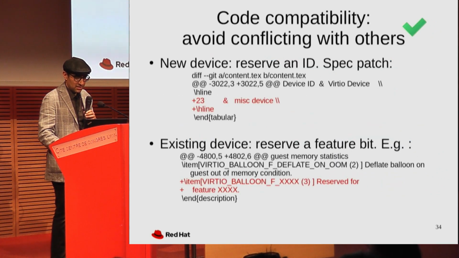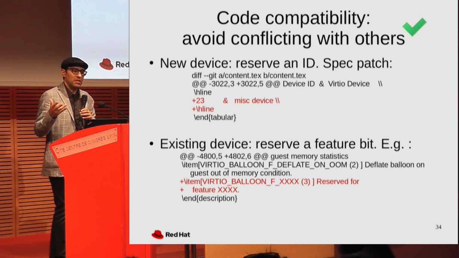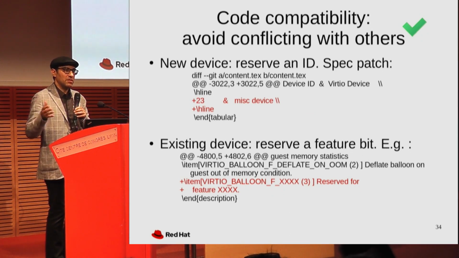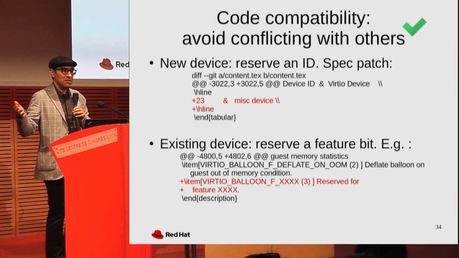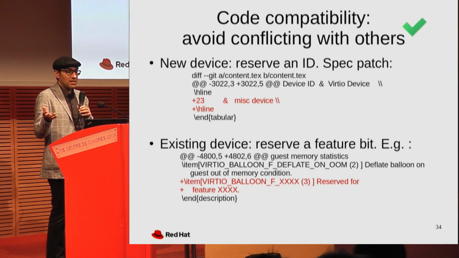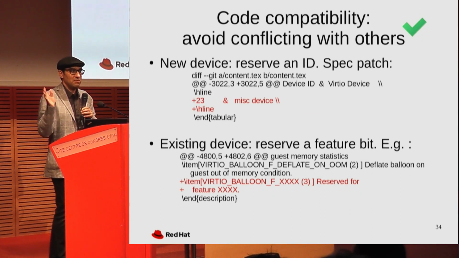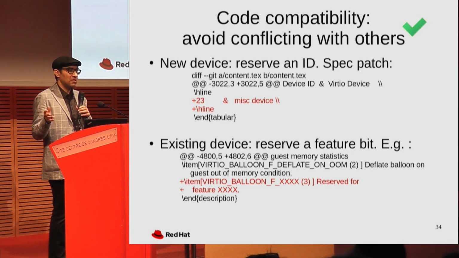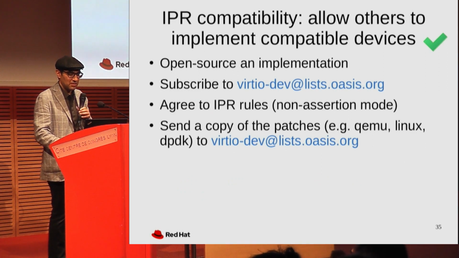All right, let's try to skip this one. This is just the minimum you need to do if you want to make a change to the spec. Just make sure you don't conflict with others. So for a new device, allocate a new ID and register it with the TC so others don't implement a different device with the same ID. If you're extending the spec, ask for a feature bit to be reserved. We are not short on feature bits. We'll give you a feature bit with just a vague description of what it is. And then there won't be a conflict.